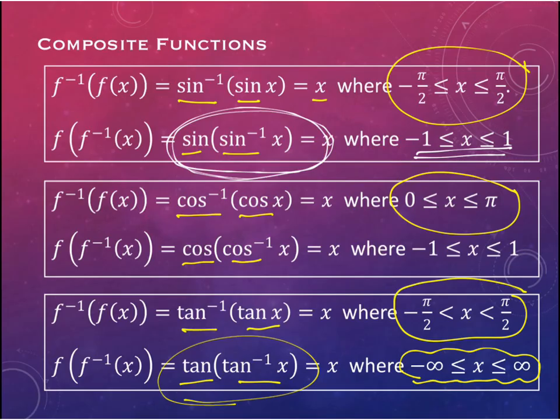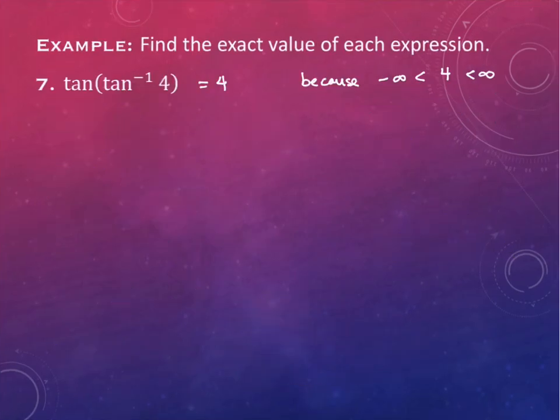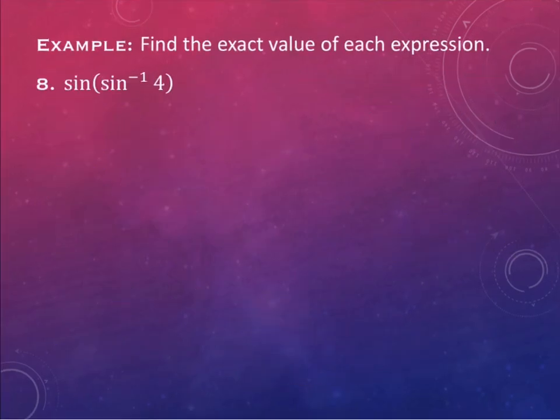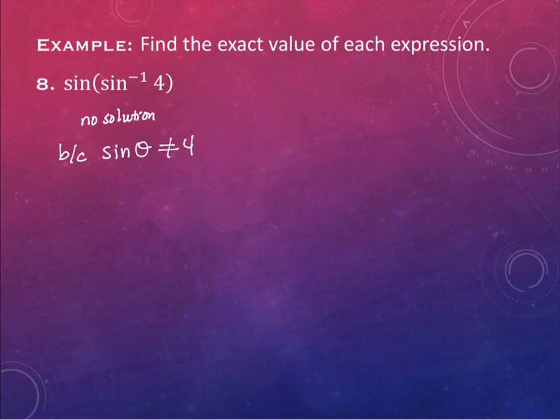So when we're given a value that's outside of the domain, negative 1 to 1, it's not going to work. There's no solution. The reason is that sine of theta cannot equal 4. I mean, it can't. The sine value is between negative 1 and 1.